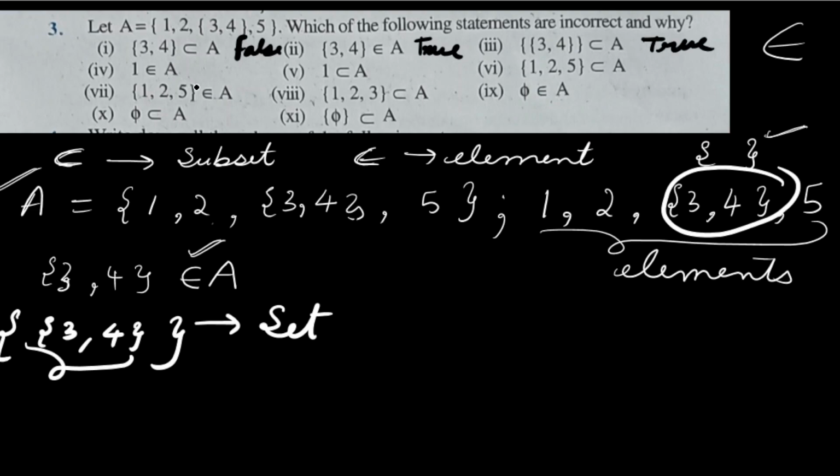Now 1 belongs to A. 1 is an element. With element we have to write the belongs symbol. So this is true. 1 is a subset. So 1 is not a subset. 1, it's an element. So this is false. With element we can't use this.